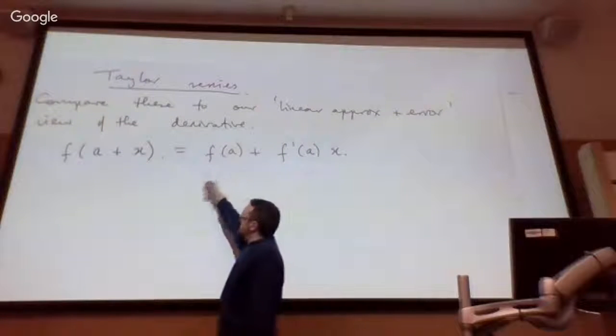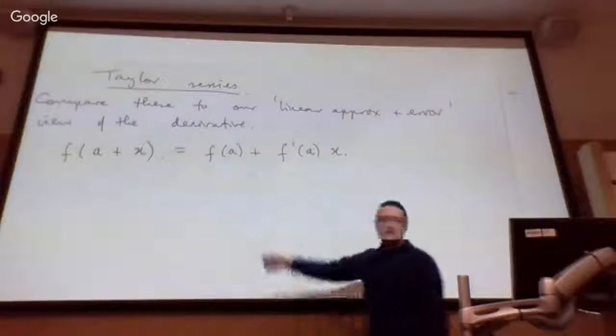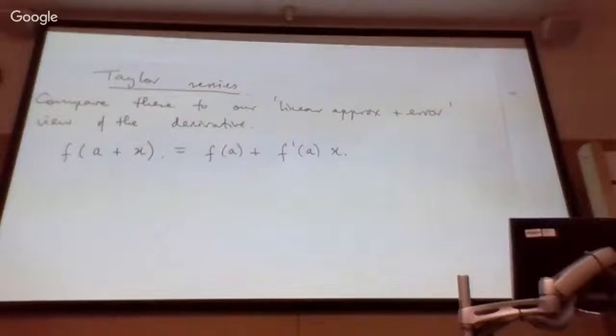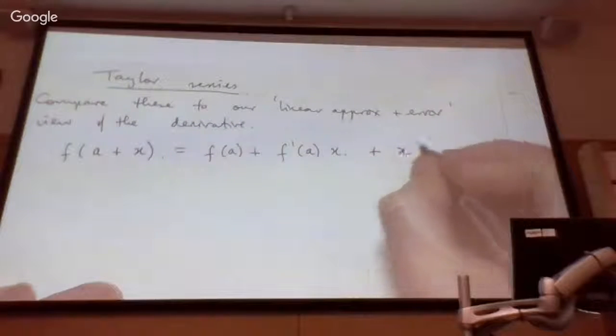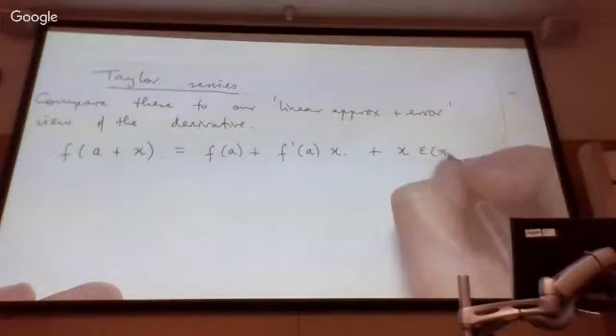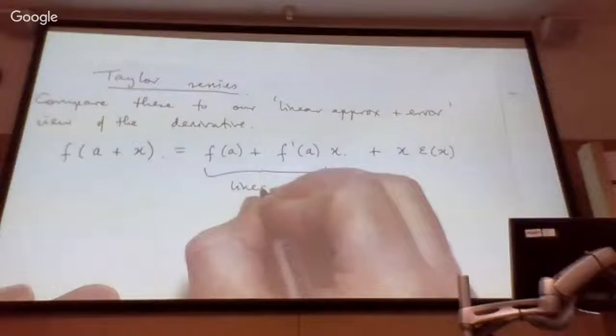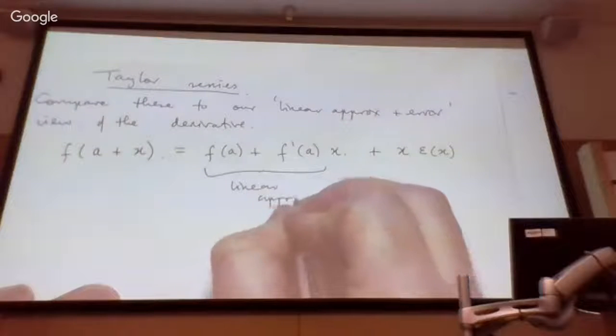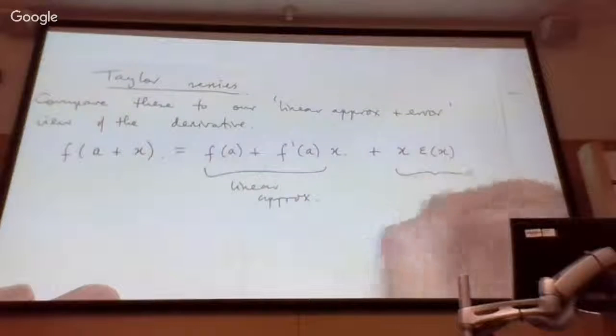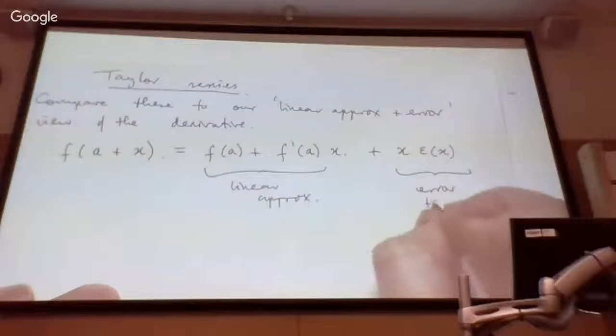This equation isn't true. It's an approximation, so there's a certain error associated to it, and the total error term has this form x times epsilon of x. So this is the linear approximation, and this here is the error term.